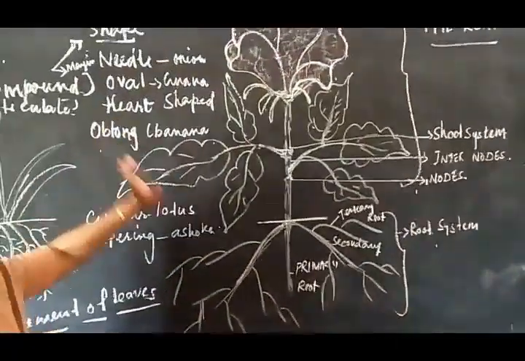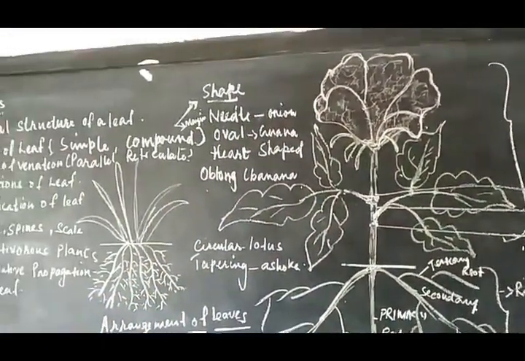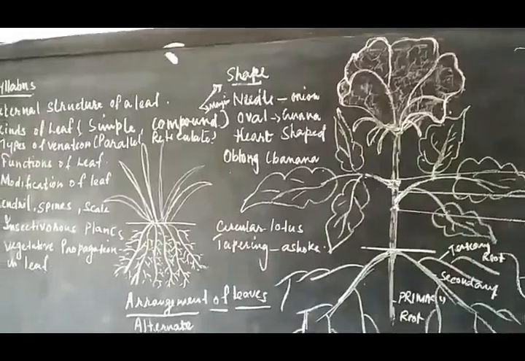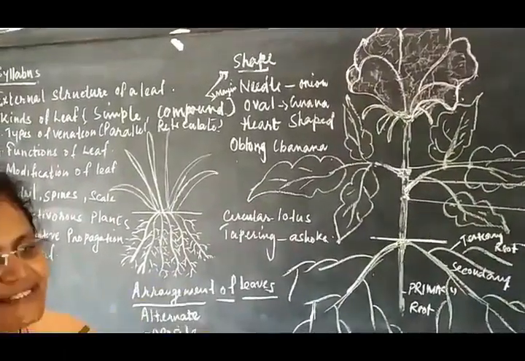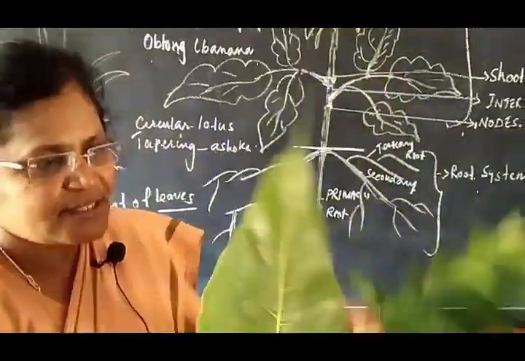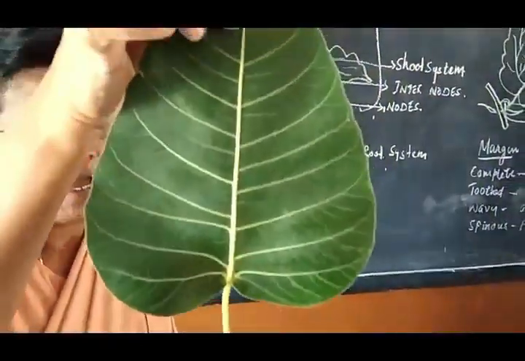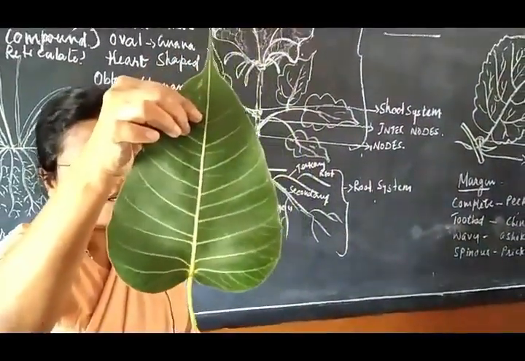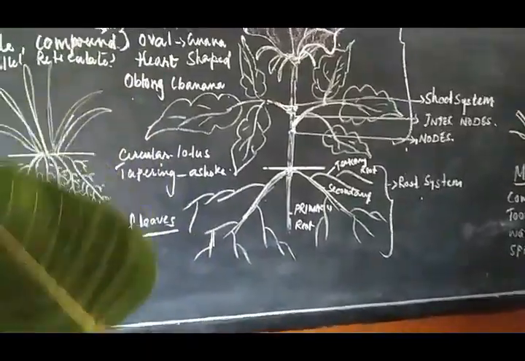Then you have heart shape, your pipal leaf. This is your pipal leaf. So pipal leaf is an example for heart shaped leaf. You see the shape of the leaf is heart, it looks just like a heart. So heart shaped leaf is your pipal leaf.